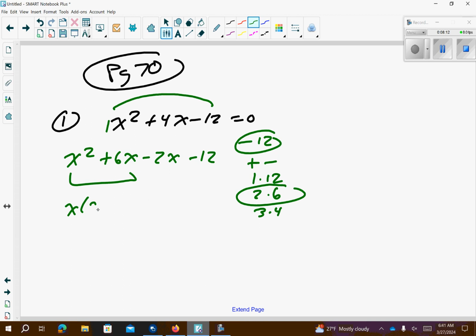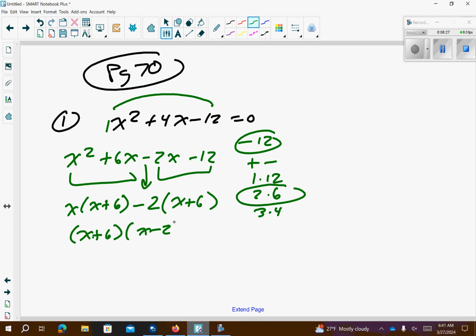Use our parts that we've been doing. Bring down that middle sign. Factor 2 out, change both signs over here. So now I'm going to get x plus 6 and x minus 2. Looks just like we've been doing, but now we're going to have it equal to 0.